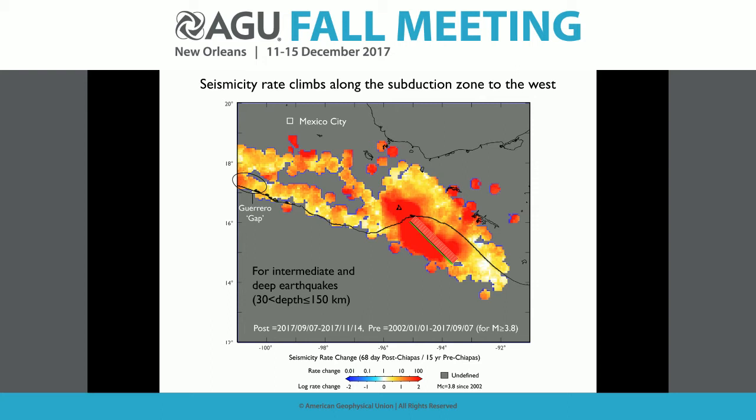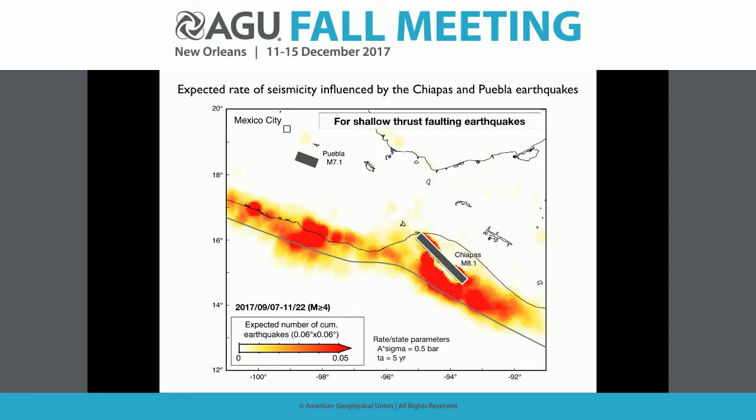So that means we built a model using rate and state friction together with our calculated Coulomb stress change. So here is the model result. This color pattern indicates the cumulative expected number of earthquakes until November 22nd, when we downloaded the catalog, since the main shock. So we expect a lot of aftershocks in the redder regions. And what happened? The majority of the aftershocks match the red zone.